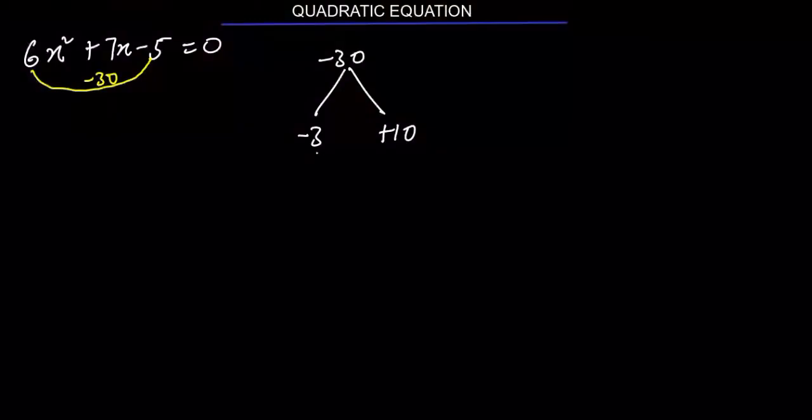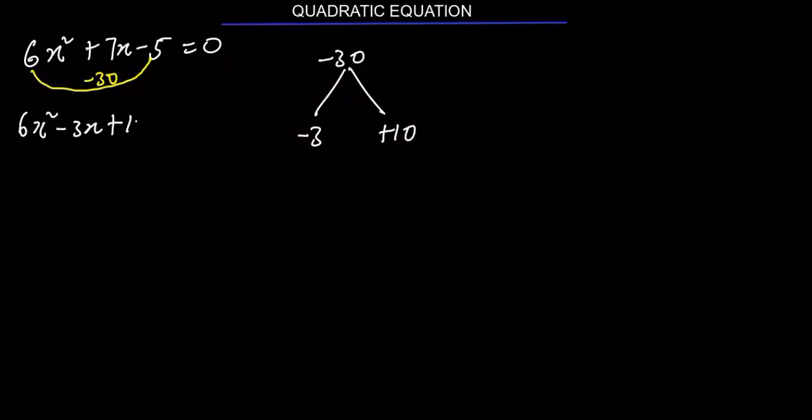Check it out. Multiply it together. Minus 3 times 10 will give me minus 30. Minus 3 plus 10 will give me plus 7. Since I've gotten these two numbers, then I'll replace with this and this. So I have 6x squared minus 3x plus 10x minus 5 equals 0.